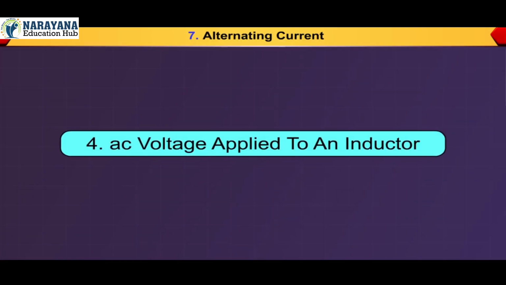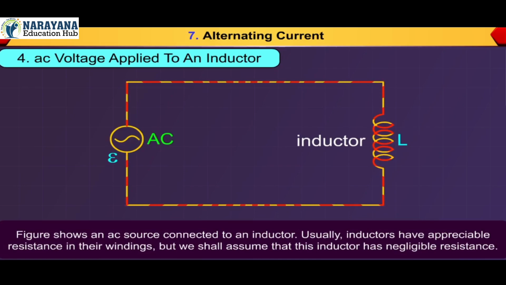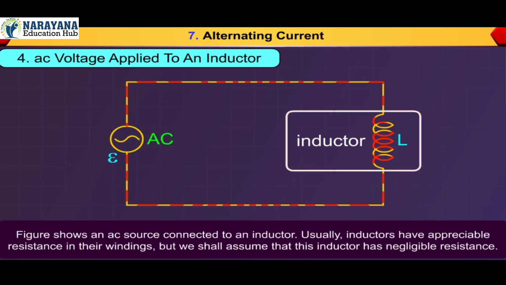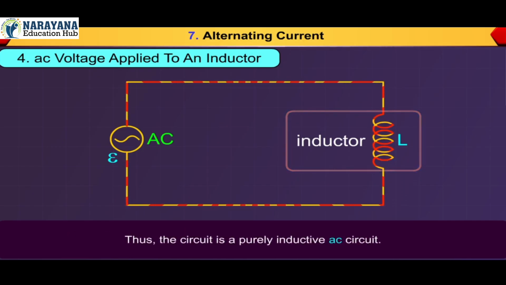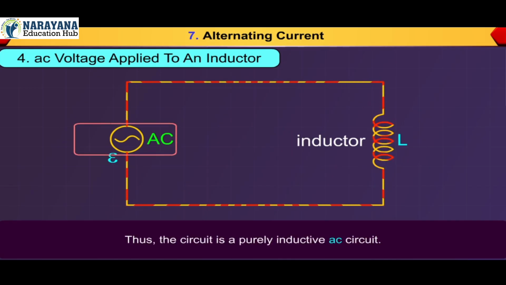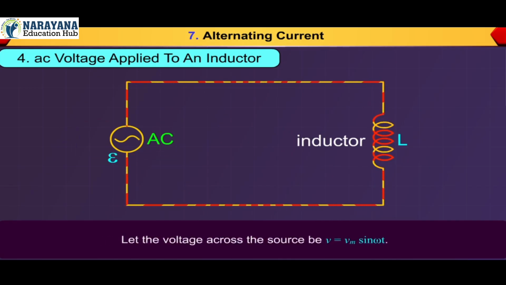Number 4. AC voltage applied to an inductor. The figure shows an AC source connected to an inductor. Usually, inductors have appreciable resistance in their windings, but we shall assume that this inductor has negligible resistance. Thus, the circuit is a purely inductive AC circuit. Let the voltage across the source be v = Vm sin omega t.